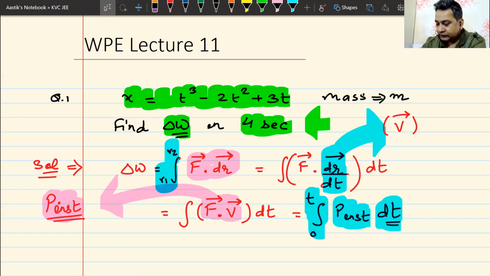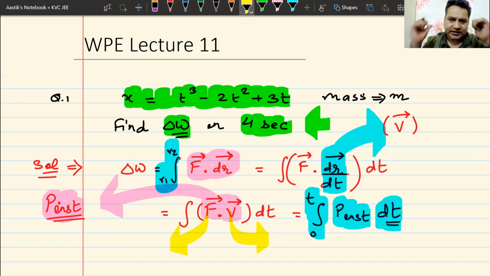So, what are the things that you need to find out? First, you need to find out force. Then you need to find out velocity. You have to take the dot product. Here, dot product will mean whether they are in the same direction or in the opposite direction. We'll assume that they are in the same direction. So dot product simply means F into V, magnitude, into cos theta. Theta will be 0, so it simply becomes F into V. So you have to find out the value of F, number 1. You have to find out the value of V, number 2. Multiply them by dt, integrate them, and you have your answers.